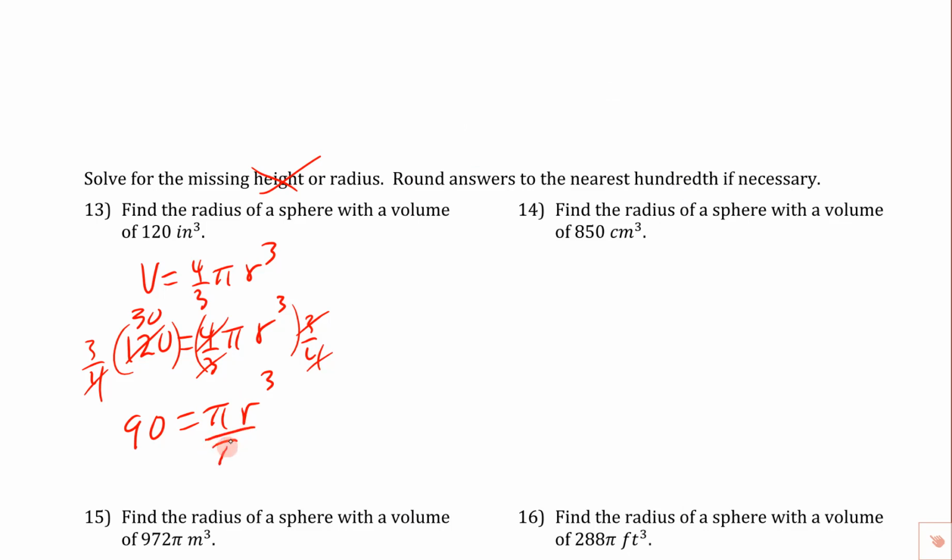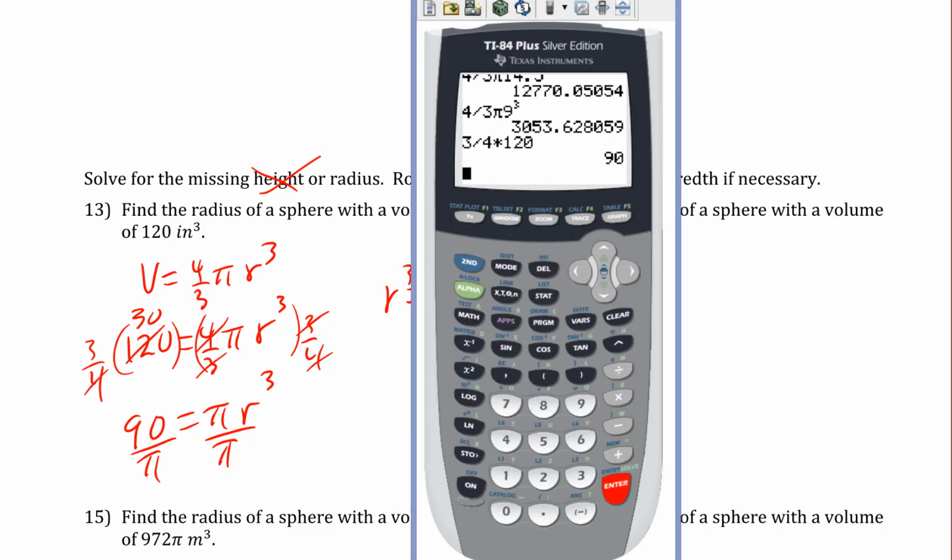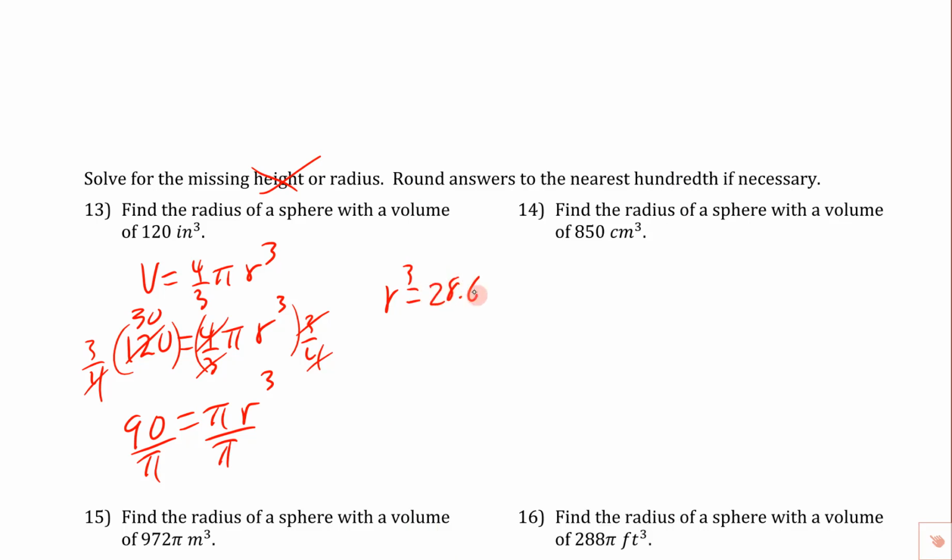Now we need to get rid of the pi, so we're going to divide by pi. So we get r cubed equals 90 divided by pi. So let's see what that is. 90 divided by pi. So there's the pi. So we get 28.6478. Now, we need to get rid of the cube on this one.